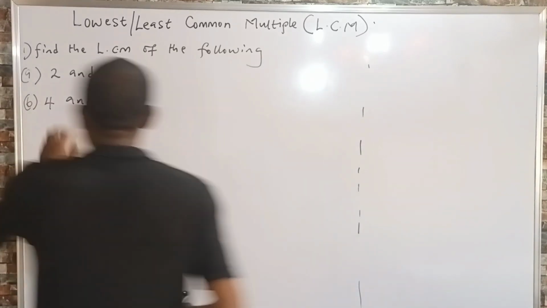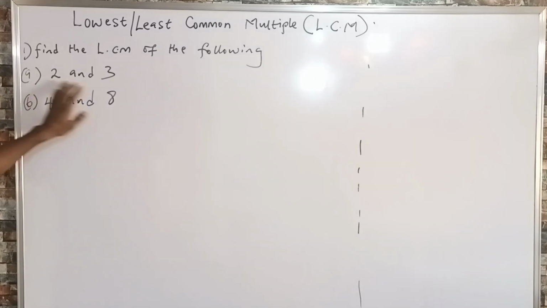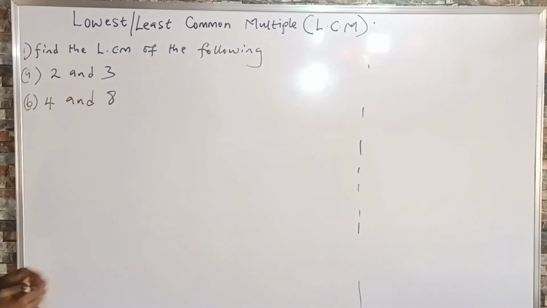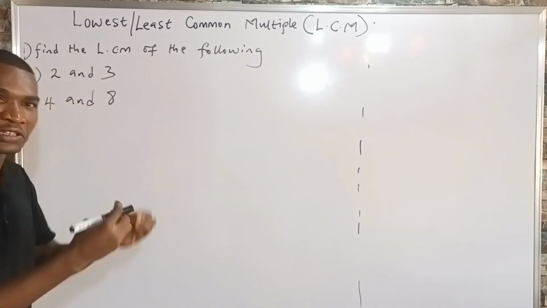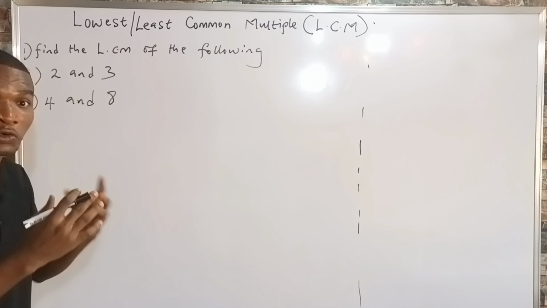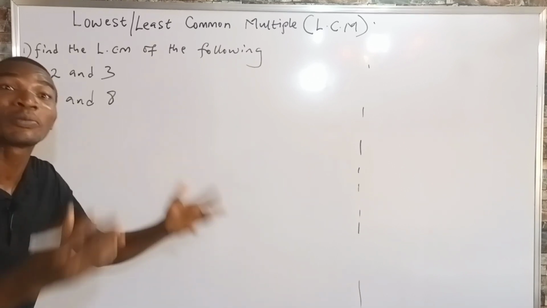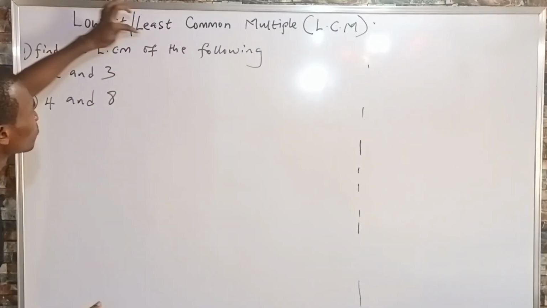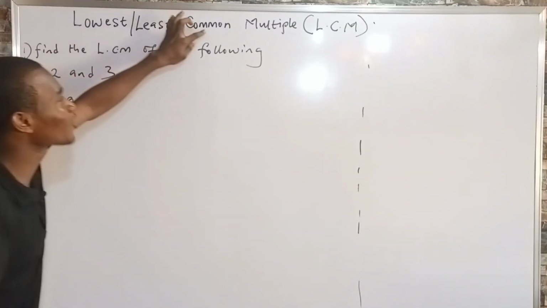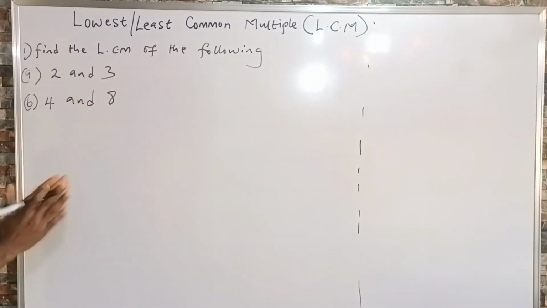Now watch this. We are asked to find the LCM of the following numbers, which are 2 and 3, and 4 and 8. If you must find the LCM of these numbers, very simple, understand the meaning of multiple. How do we obtain the multiples of a number? Just multiply that number by any positive integers and you will obtain the multiples of that number. Then, from the multiples you obtain, choose the smallest or the least of them that is common to those two numbers. That is the meaning of LCM.